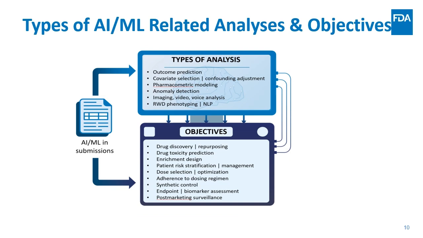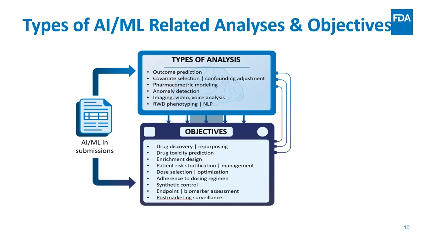AI and machine learning approaches are applied to predict outcomes, handle confounding effect, and select covariates. Some machine learning components are included in the typical pharmacometrics modeling. In addition, AI and machine learning models are used to detect anomaly, handle imaging, video, or audio data collected in the trial, or phenotype patients with real-world data.